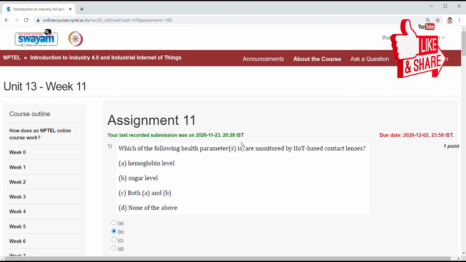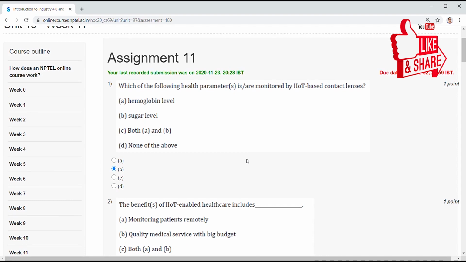Which of the following health parameters are monitored by IoT based contact lenses? Options: A. Hemoglobin level, B. Sugar level, C. Both A and B, D. None of the above. So the right answer is sugar level.